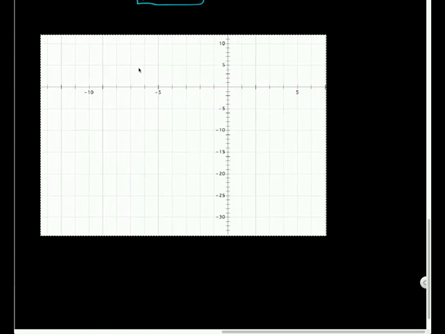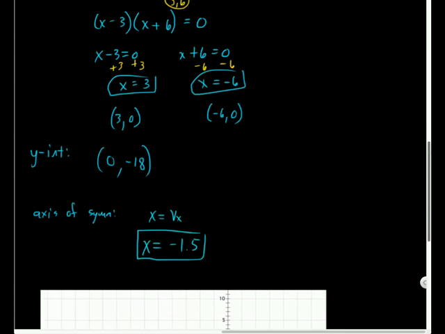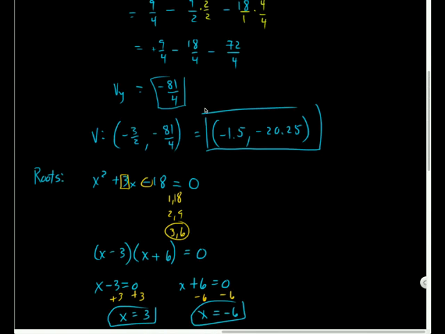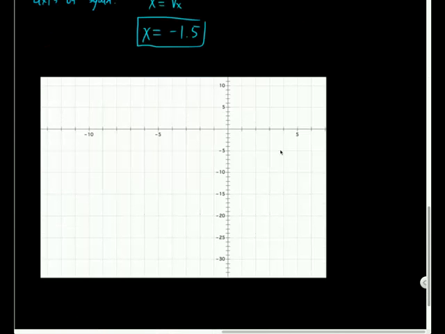So the first point I want to point out is our vertex, which is at, what was it? I already forgot. Negative 1.5, comma, negative 20.25, right? So if I go over 1 and a half, down to 20.25, it'd be somewhere around here, right? And the y-intercept was at negative 18, so it's something like this, right there. The x-intercepts were at negative 6 and positive 3, I believe.